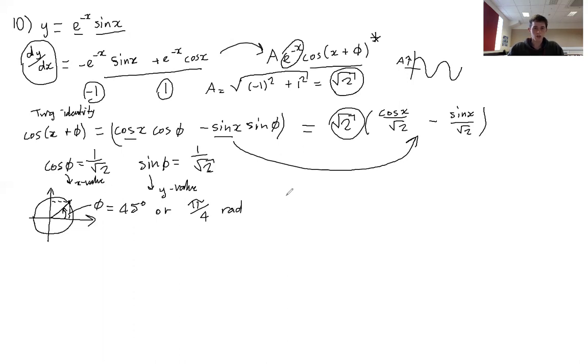So all of this means that we can rewrite our original derivative in this form, and this form is going to be root 2 e to the negative x, and we have cosine of x plus phi, which is pi on 4. And that should be what they have in the book as what the derivative should be. So that's the first part of this problem done.